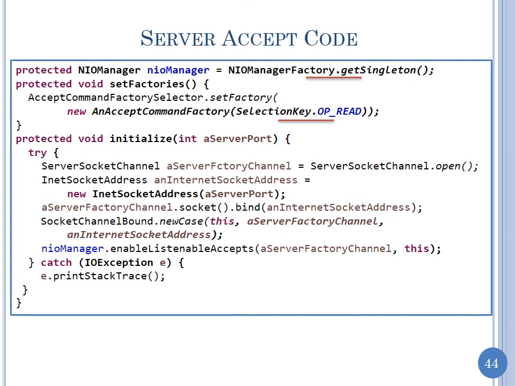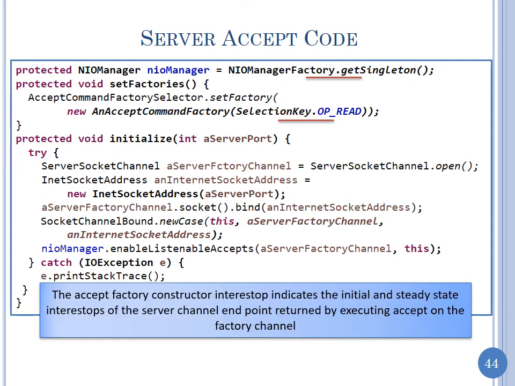Well, we know the accept command knows that it has to initially go and do an accept. It doesn't need to be told that. What it needs to be told is what to do with the return channel when a connect message comes in. And this is the interest op. This is very important here. This is the interest op of the newly created channel after it's connected. So that's what this particular text is saying. So this is the initial and steady state interest of the server channel endpoint returned by executing accept on the factory channel. So this may be a little confusing, but it works.